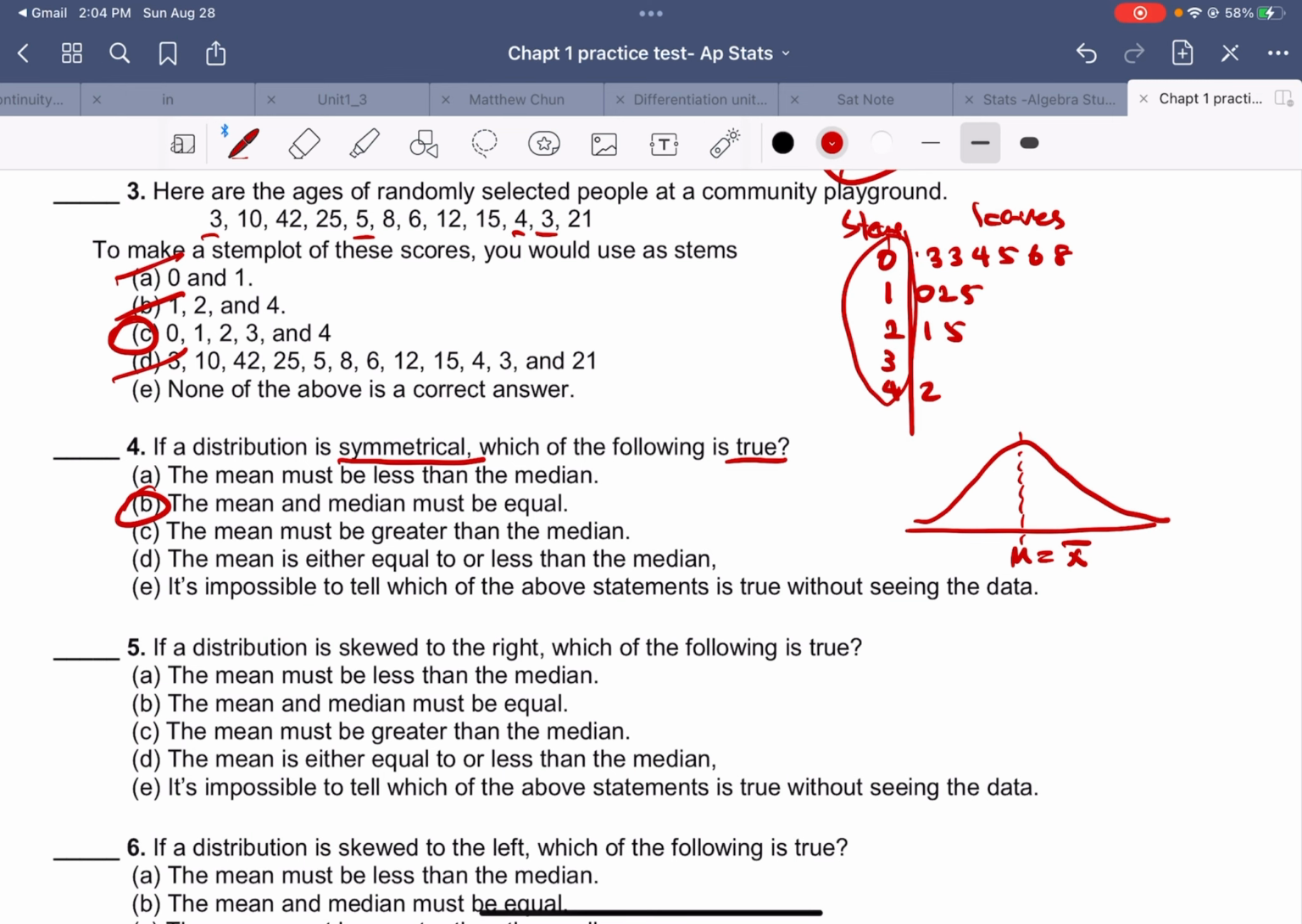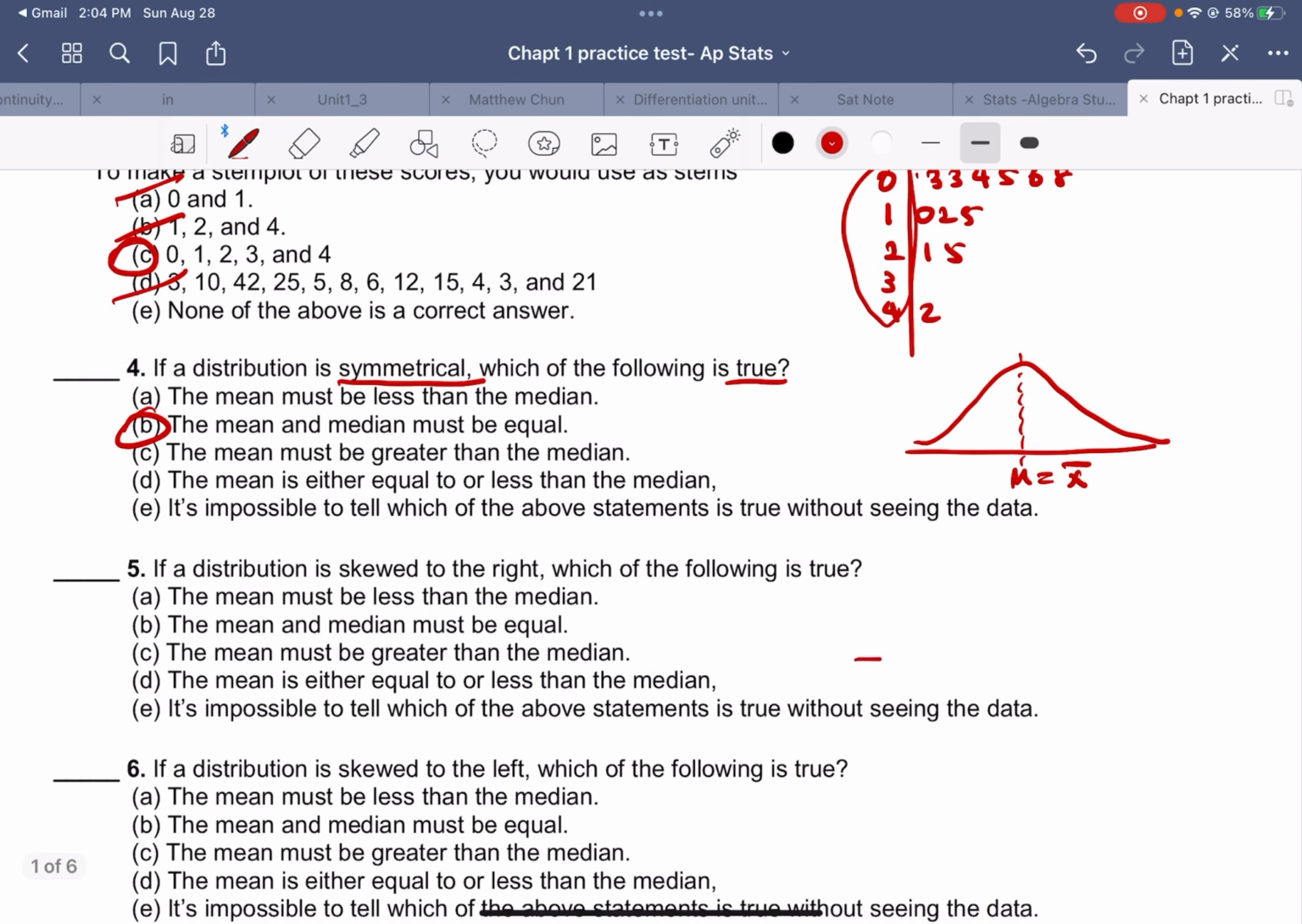Okay. Number 5, if a distribution is skewed to the right, so like that, right? To the right. You skew to the right, basically. So it's like that. And then you have to know that your median is somewhere here, but your mean is way bigger. The reason is that it looks like there's some outlier. The outlier is way bigger than the other data. So your mean will be affected a lot more than the median. So it should be to the right, like that. So then which one is true? Then the mean should be greater than the median.